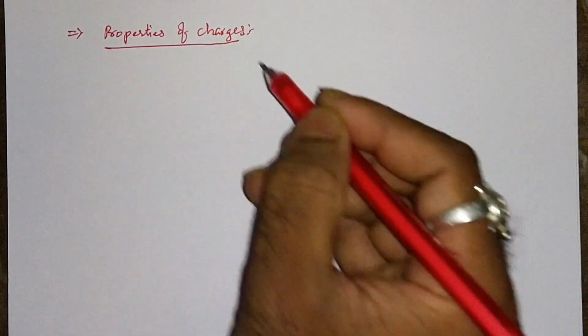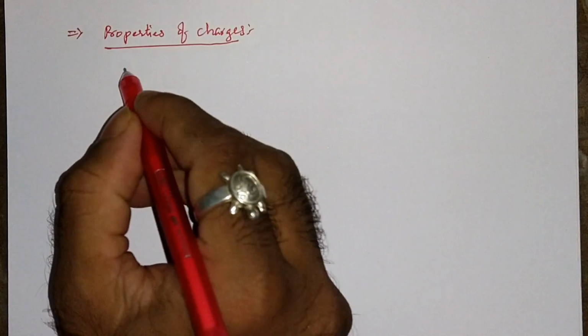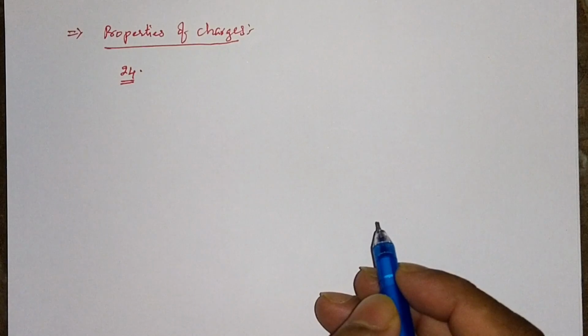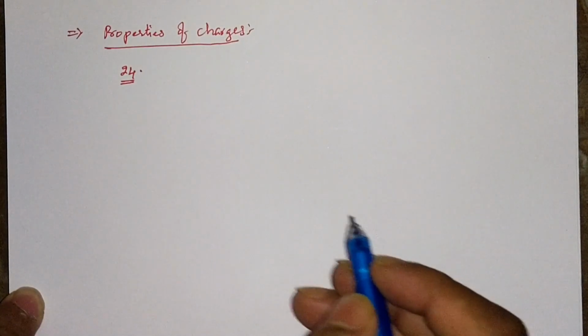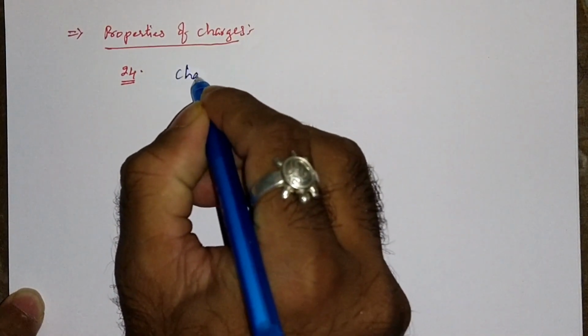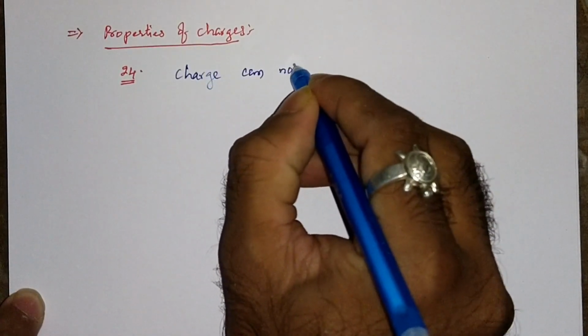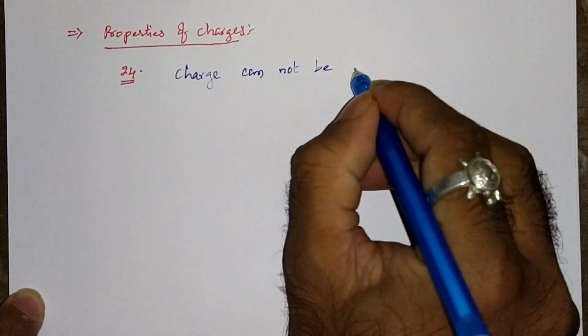In this properties of charges worksheet, the majority of the students asked only one question, that is question number 24. I will read out that question once. Check in your worksheet. Which of the following charge cannot be possible?